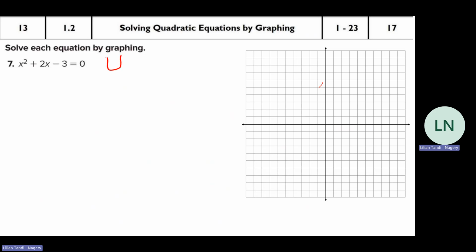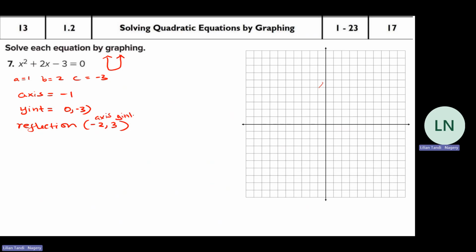So my graph will be going like this because my A is positive. My A is 1, my B is 2, my C is -3. Okay. My axis of symmetry, when I solved it, I got -1. My y-intercept, I got (0, -3). My reflection, I got (-2, -3). Remember, this is axis and this is y-intercept.